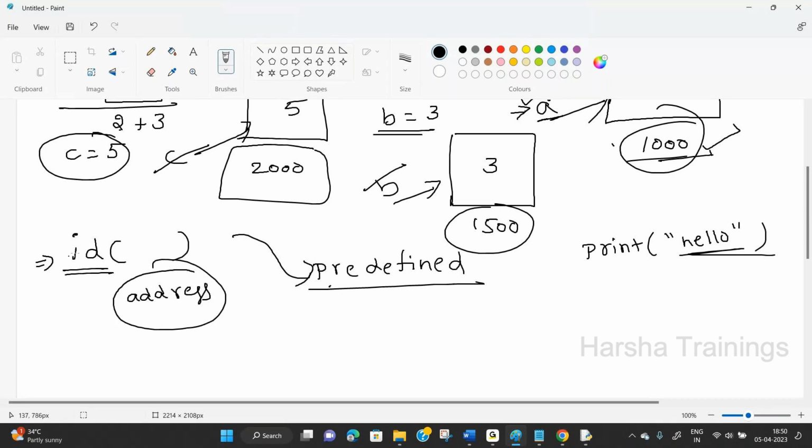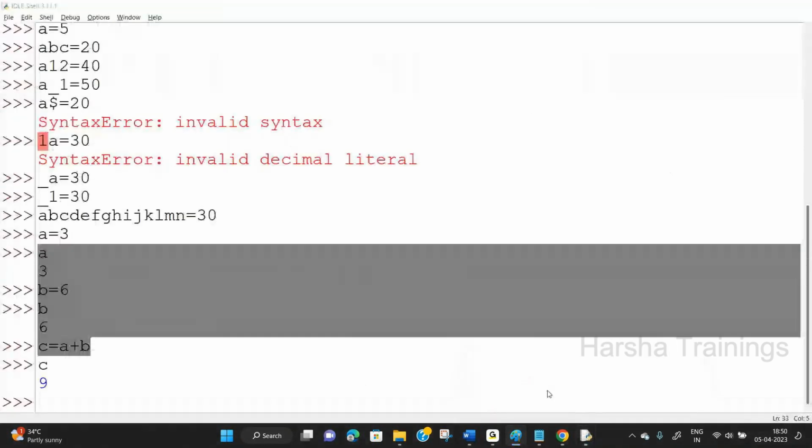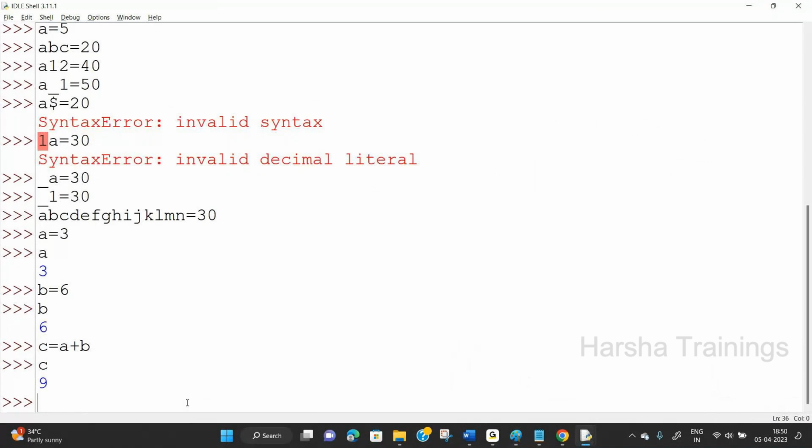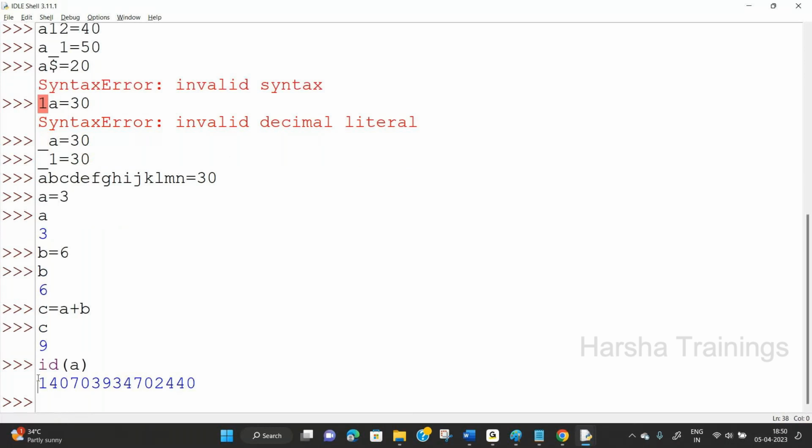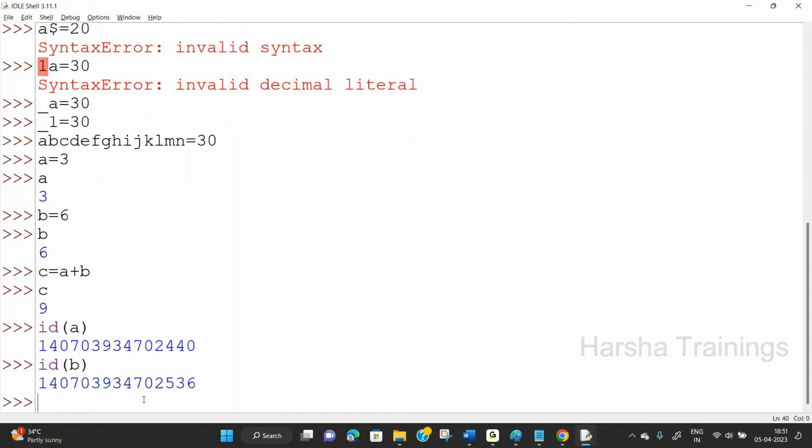Suppose id of a, it returns the address of a, that is, at which location the variable a is stored. See this one, id(a). Press enter. So this is the address. Generally it is not 1000, 2000, from the system point of view. At this particular location the variable a is stored. id(b): same address or different address? Exactly different address. In this location b is stored. id(c): in this location c is stored.